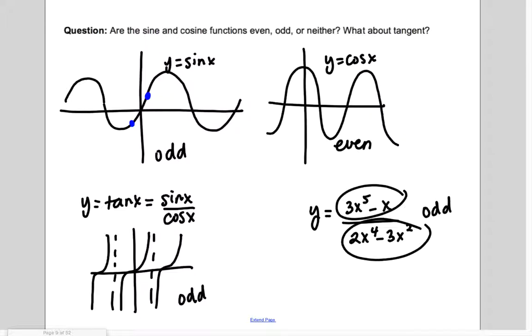All right, so if you're plugging in 2 and negative 2, can you think through it that way? If you plug in 2 and negative 2, clearly it's going to be the opposite because the top was the opposite.